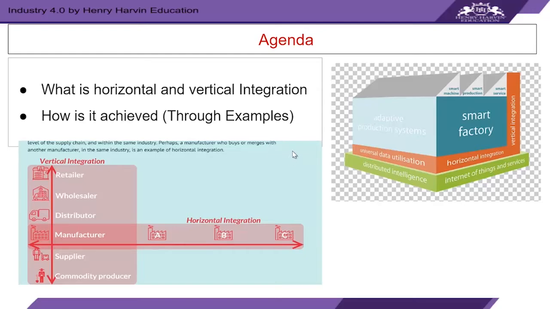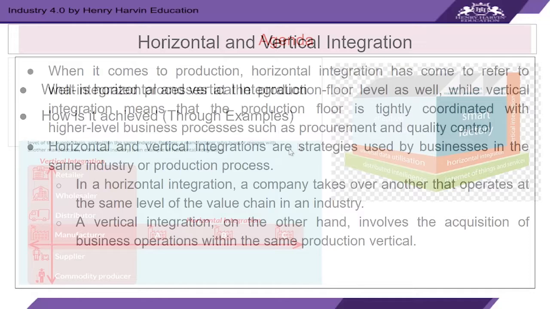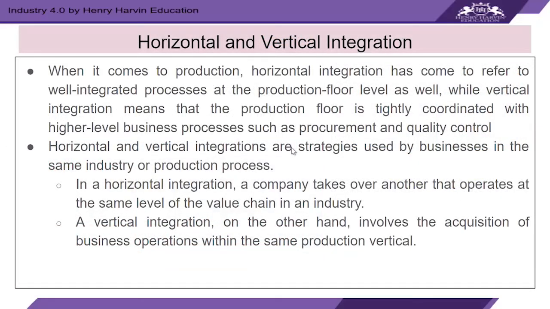Here you can see horizontal integration is within the same manufacturer, while vertical integration means from retailer to wholesaler, distributor to manufacturer, supplier, and the commodity producer. So what is horizontal and vertical integration? When it comes to production, horizontal integration has come to refer to well-integrated processes at the production floor, while vertical integration means that the production floor is tightly coordinated with the higher-level business processes such as procurement and quality.